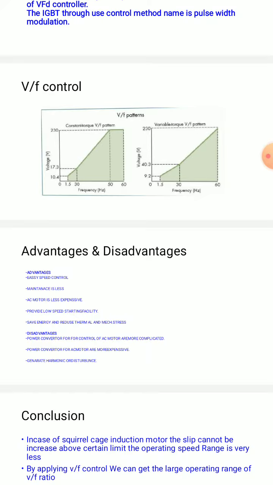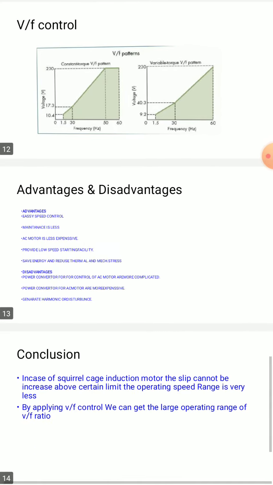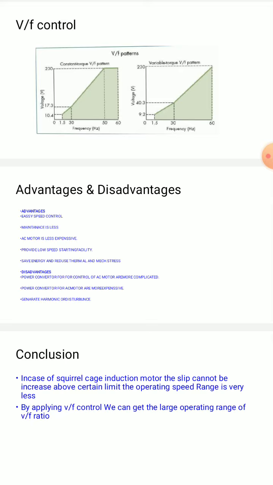Advantages and disadvantages of speed control. Advantages are easy speed control, less maintenance, AC motor is less expensive, provides low speed starting facility, saves energy and reduces thermal and mechanical stress.